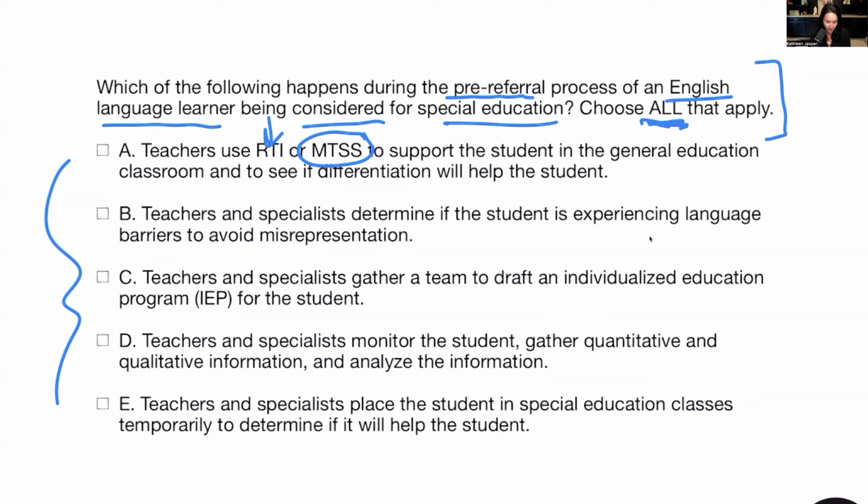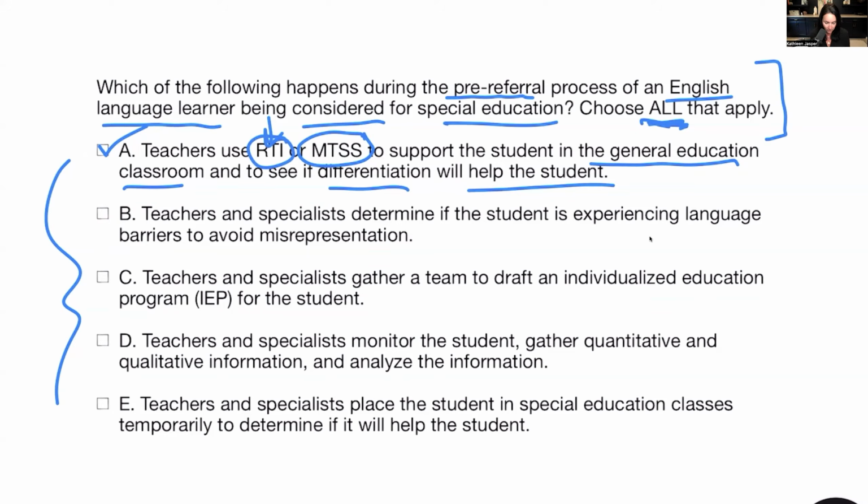All right, let's have a look at A. Teachers use RTI or MTSS to support the student in the general education classroom and to see if differentiation will help the student. Yes. MTSS is multi-tiered system of supports. It's used in the general education classroom, and it's where we support students with the tier 1, tier 2, or tier 3 interventions before ever considering special ed. And remember, MTSS is the new RTI. They're both very similar. MTSS is a little more nuanced, but they kind of do the same thing. Response to intervention, multi-tiered systems of supports. It is a step before designating somebody to special education.